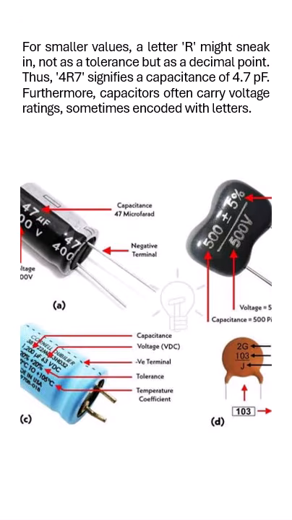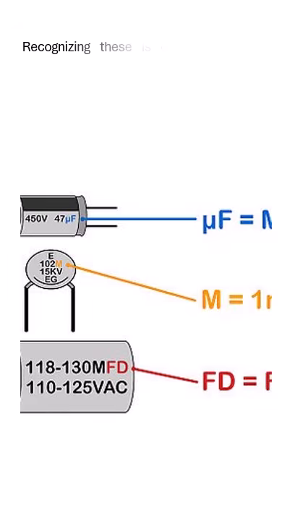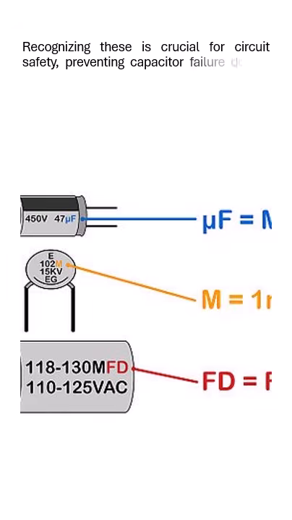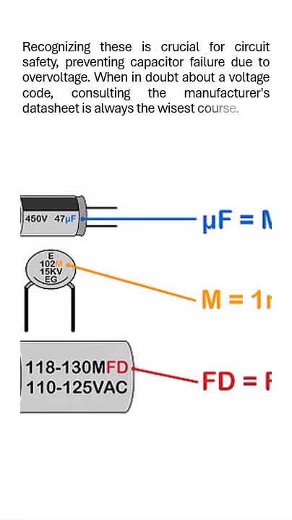Furthermore, capacitors often carry voltage ratings, sometimes encoded with letters. Recognizing these is crucial for circuit safety, preventing capacitor failure due to overvoltage. When in doubt about a voltage code, consulting the manufacturer's datasheet is always the wisest course.